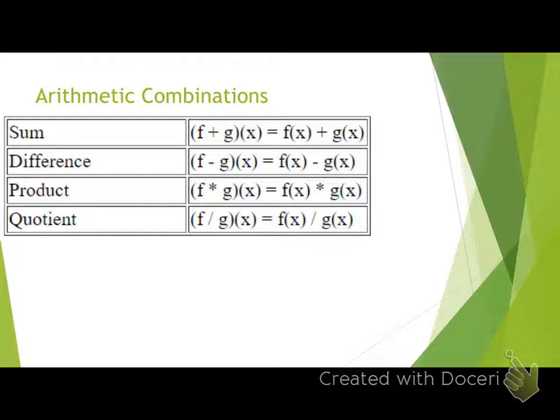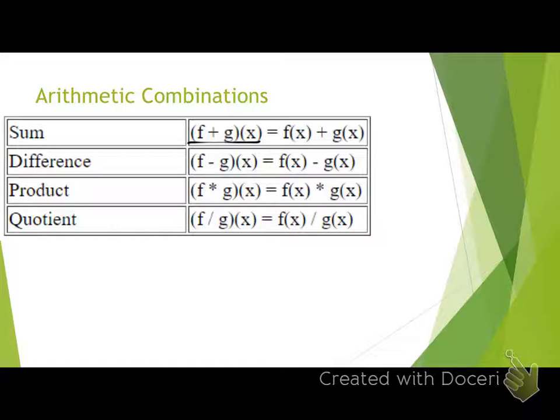We can combine our functions together by using the sum or addition. So if I have f parentheses x, how do I read that? F of x. So if I have this right here, that's read as f plus g of x. F plus g of x just tells me to do my f of x function plus my g of x function. You're just adding the two functions together.